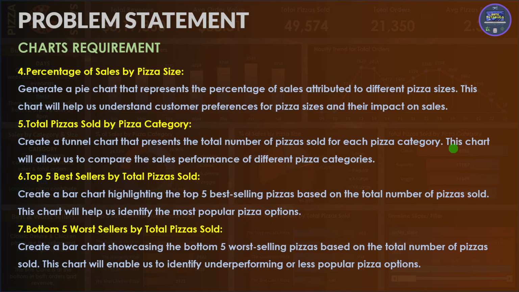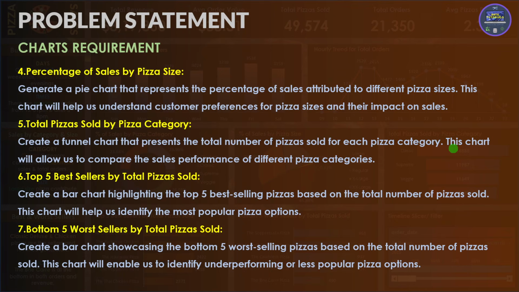All right, the next one is the top 5 best sellers by total pizzas sold. So in this, he wants us to create a bar chart, and he wants us to find out the top 5 best-selling pizzas in terms of orders, right? And he wants us to find out which is the most popular pizza in this particular store.